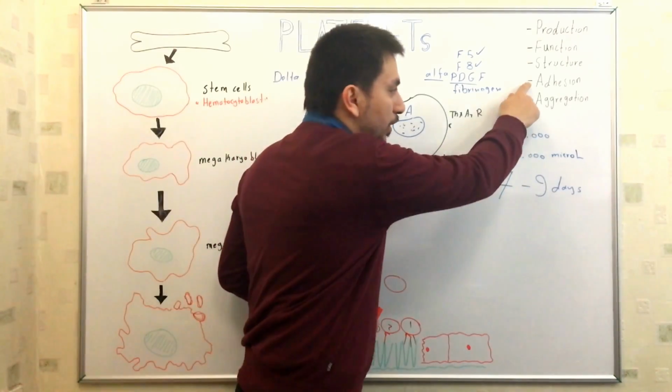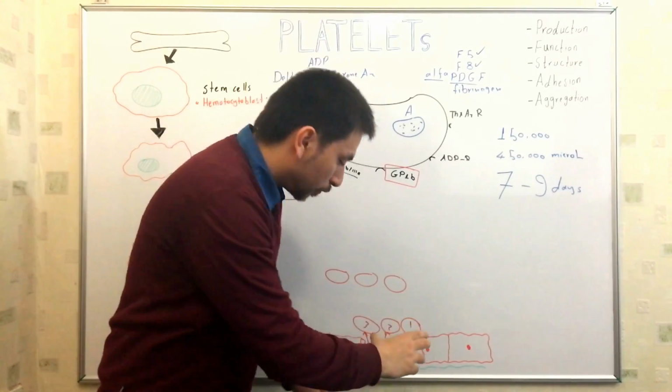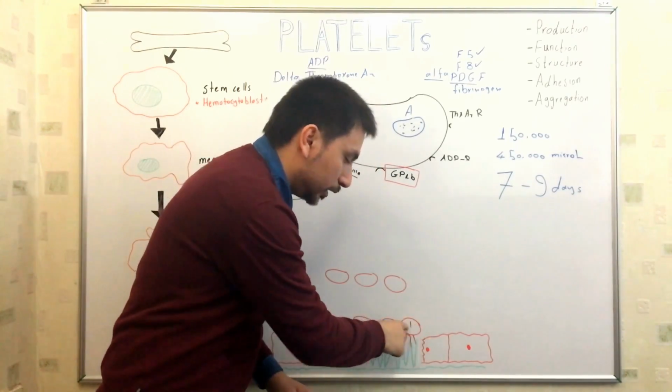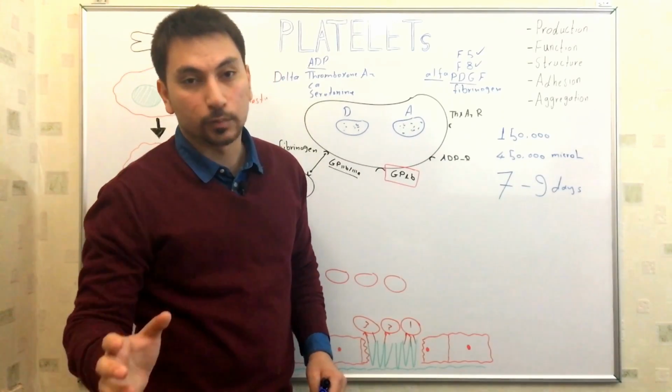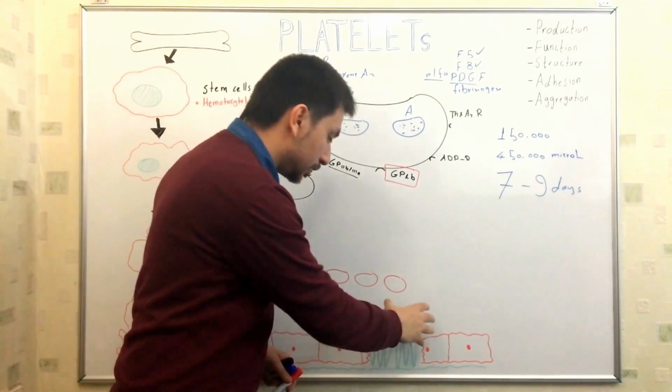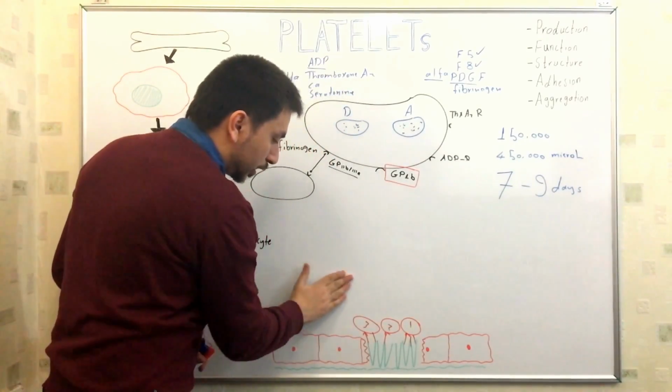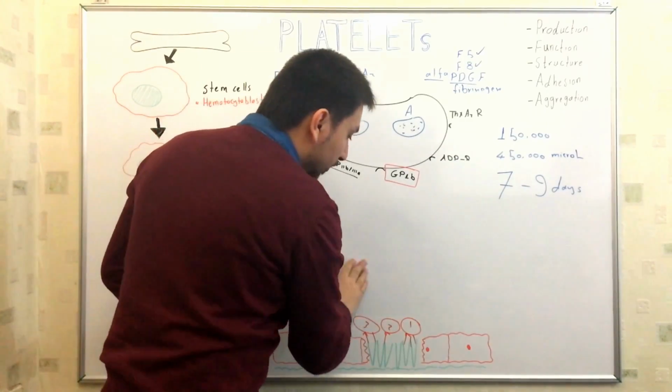So for adhesion to occur, we need von Willebrand factor, and we need platelets, and we also need the normal receptor which is called glycoprotein 1b. This is adhesion. So we finished adhesion now. Now we will talk about aggregation.